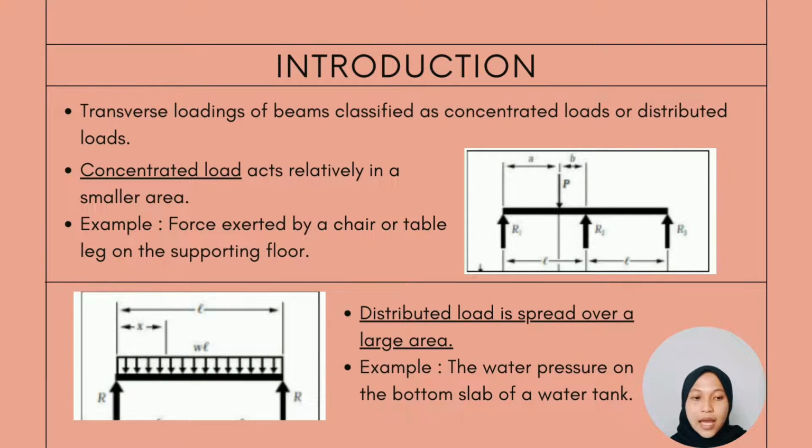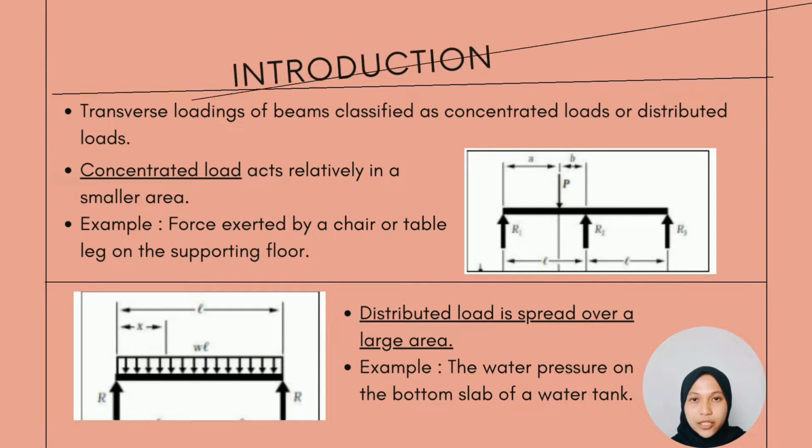Transverse loading of beams can be classified as concentrated loads or distributed loads. Concentrated load acts in a relatively small area. For example, the force exerted by a chair or table leg on the supporting floor, or the load exerted by a beam on a supporting column. While the distributed load acts spread over a large area. It is always converted into its equivalent concentrated load, acting at the center of gravity of the loading. For example, the water pressure on the bottom slab of a water tank. If the floor slab is supported by beams, the load on the beam is uniformly distributed.